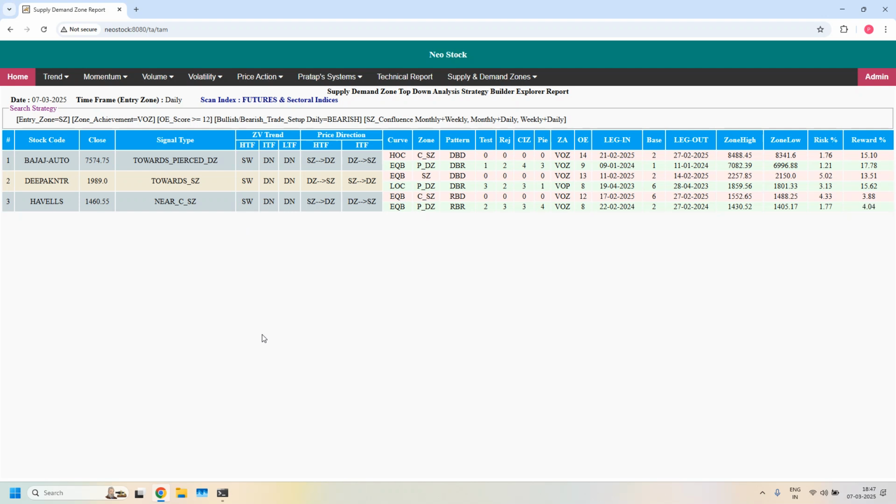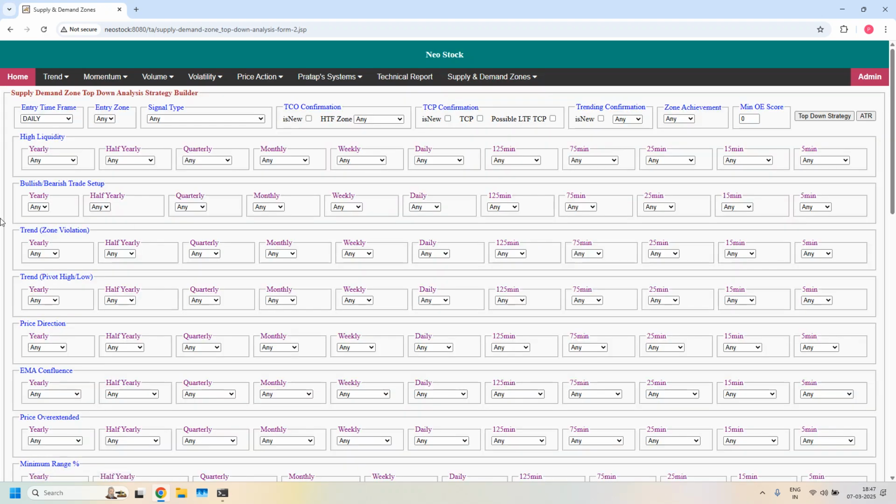Next, we will look into weekly income trade, bullish and bearish trade setups. Okay, weekly income trade, bullish trade setup. Entry time frame 15 minutes, entry zone, demand zone. Sorry, entry time frame should be 75 minutes for weekly income trade, not 15 minutes. Please, I am correcting this. So in bullish or bearish trade setup at entry time frame 75 minutes, I am selecting bullish.